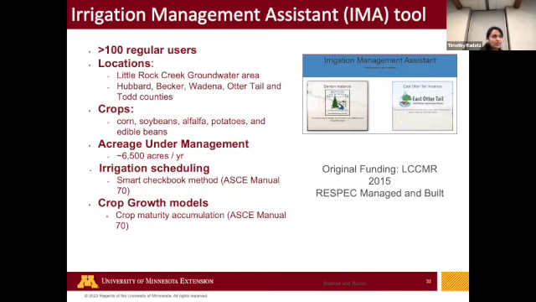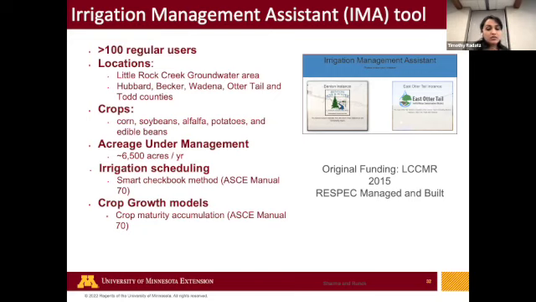So here we are trying to figure out what we, as a university, can give to the growers. We are working on this irrigation management assistant tool, which has been in existence since 2015. The original funding came from LCCMR in 2015, and Benton County and RESPEC, which is a private company, developed this irrigation management assistant tool for the Otter Tail County area and Benton County area. This tool is an online tool that uses weather data and crop water balance, and gives you the irrigation requirement.